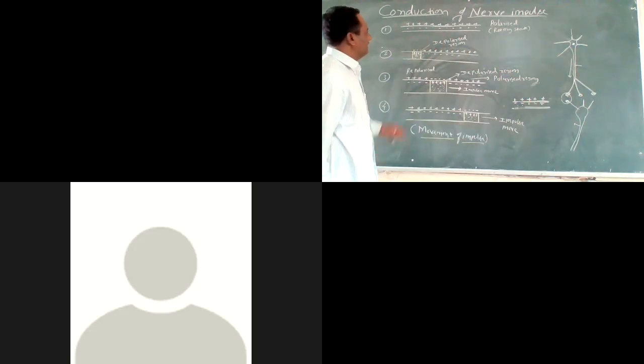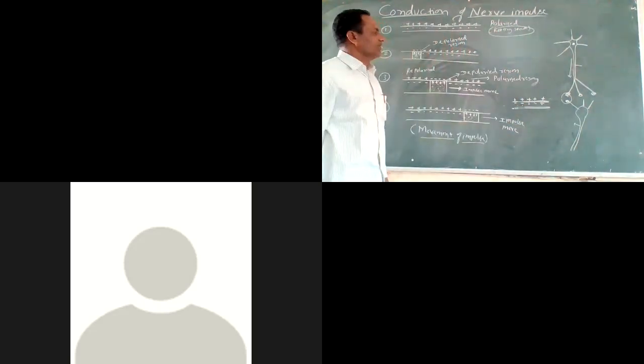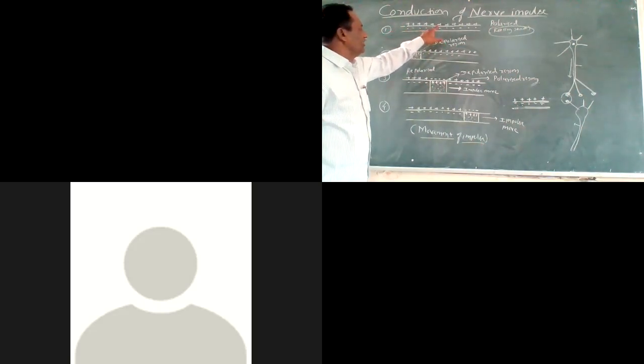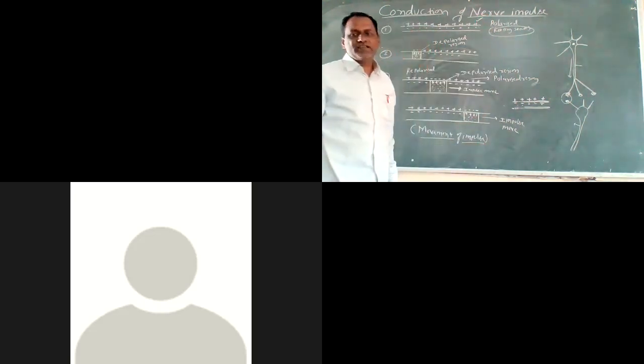In the diagrammatic representation, the first diagram shows the polarized stage, also known as the resting stage. In the resting stage, the plasma membrane of the axon has a positive charge on the outer side and a negative charge on the inner side. This is the sodium and potassium ion mechanism: sodium carries the positive charge on the outer side, and potassium the negative charge on the inner side.